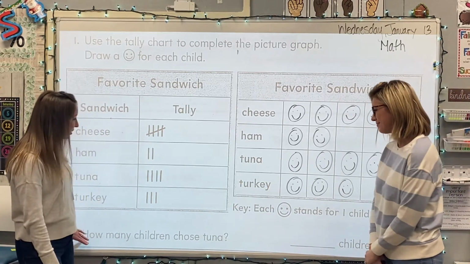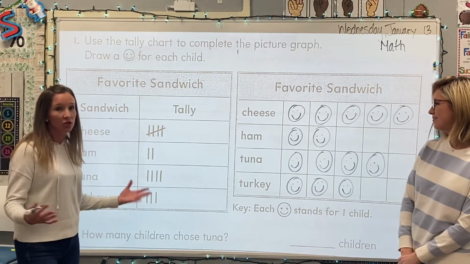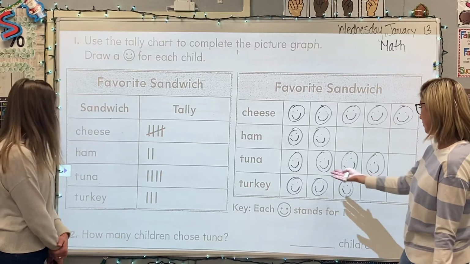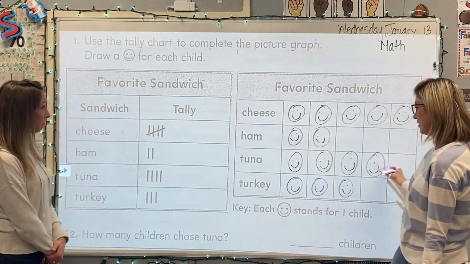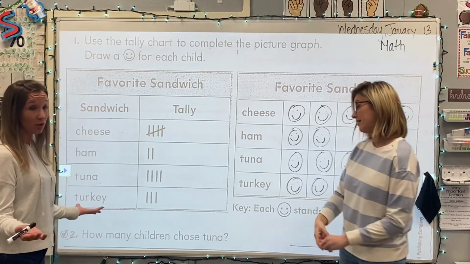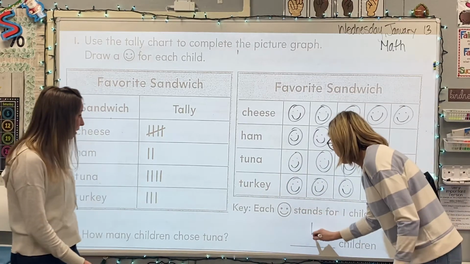Question number 2 says, how many children chose tuna? Well, I could go to one of 2 places to get that answer. I could either look at the 4 smiley faces or the 4 tally marks. Either way, the answer is 4. So we are simply going to put a 4 on the line.